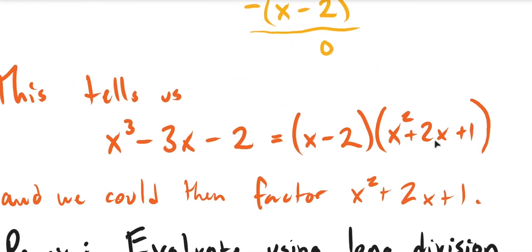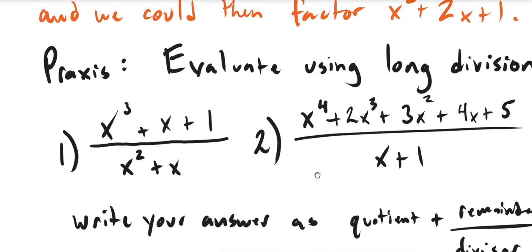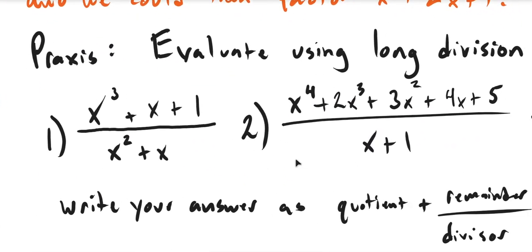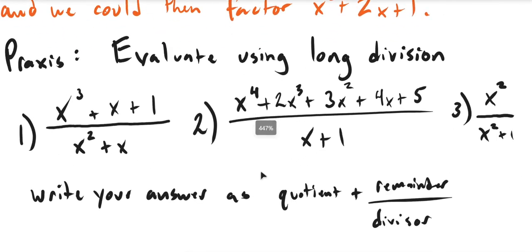We already know how to factor quadratics that look like this, so we could just take it home from here. All right, here is your praxis exercises for the day. I want you to look at these 3 rational polynomial functions. We have x cubed plus x plus 1 over x squared plus x. We have x to the 4th plus 2x to the 3rd plus 3x squared plus 4x plus 5 divided by x plus 1. And finally, we have this guy, x squared divided by x squared plus 1.